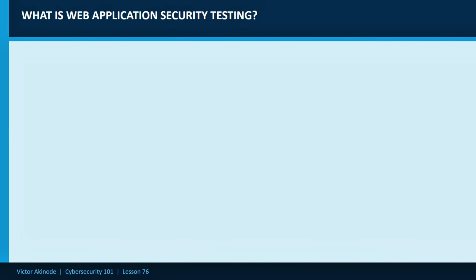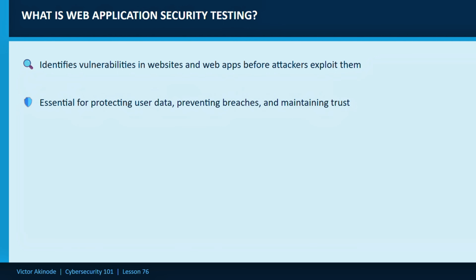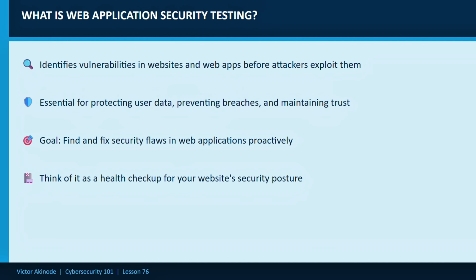What is web application security testing? Web application security testing identifies vulnerabilities in websites and web applications before attackers exploit them. It is essential for protecting user data, preventing breaches, and maintaining trust. The goal is to find and fix security flaws in web applications. You can think of it as a health checkup for website security. Just like you visit a doctor to catch health problems early, security testing catches vulnerabilities before they become breaches.